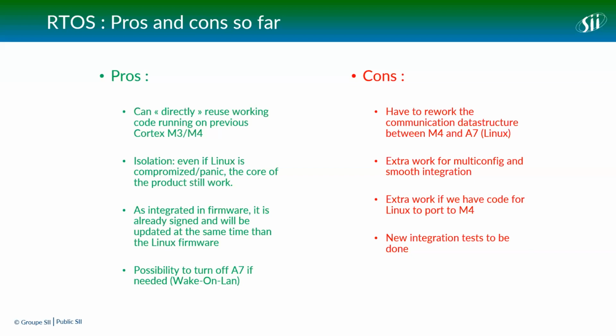The con could be, even if they are the same thing, we could have some rework to do, especially for the communication data structure between M4 and A7, and multi-config also could take some time for smoothly integrating that. And also for some projects we don't have legacy work on M4, so we have to do the reverse path, to split the code and only do some core operation inside M4. So it could be also extra work, but for me, it's worth it.